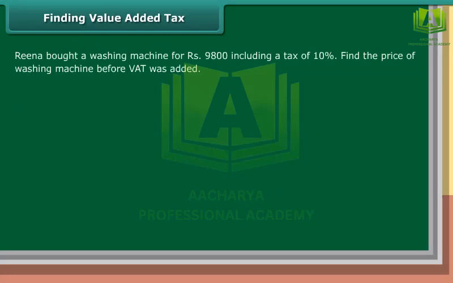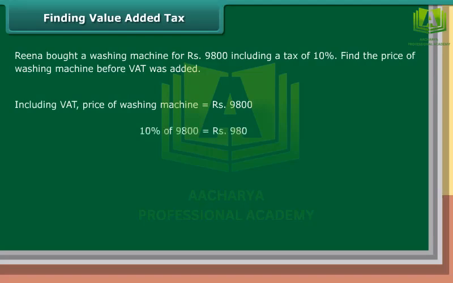Finding value added tax. Reena bought a washing machine for rupees 9800, including a tax of 10%. Find the price of the washing machine before VAT was added. Including VAT, the price of the washing machine is rupees 9800. 10% of 9800 is rupees 980. Price before VAT added = 9800 − 980 = rupees 8820.